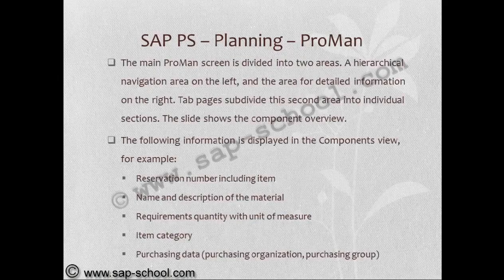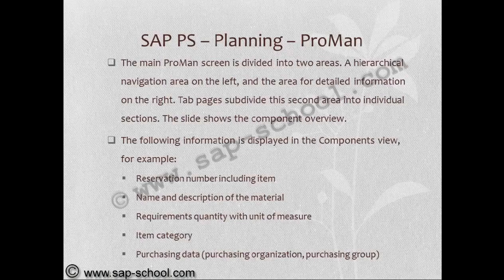The main Proman screen is divided into 2 areas, a hierarchical navigation area on the left and the area for detailed information on the right. Tab pages subdivide this second area into individual sections. This slide shows the component overview. The following information is displayed in the components view.